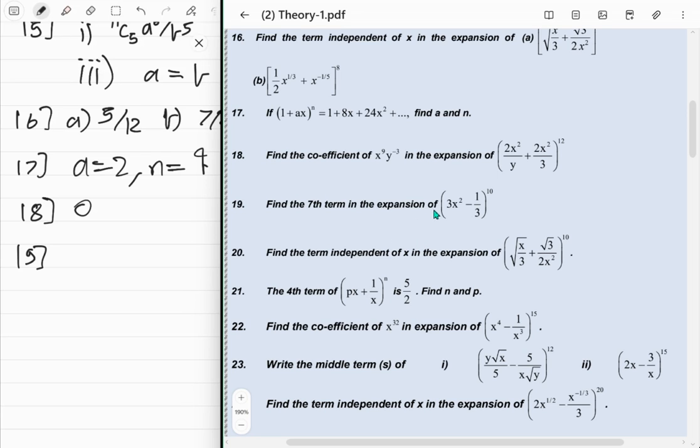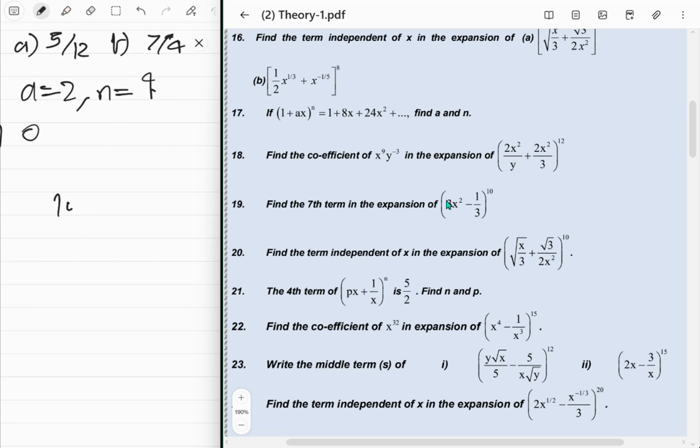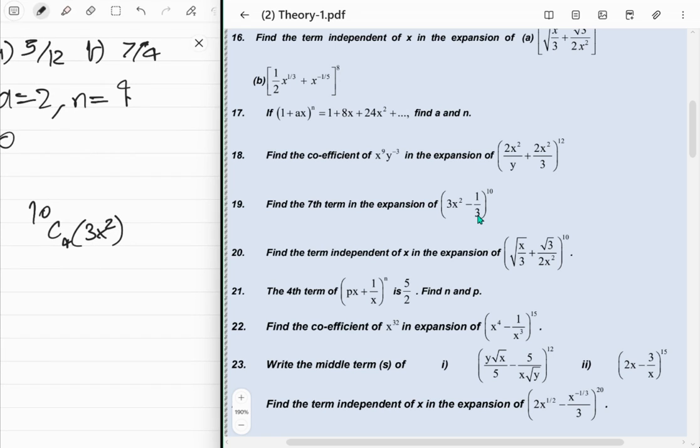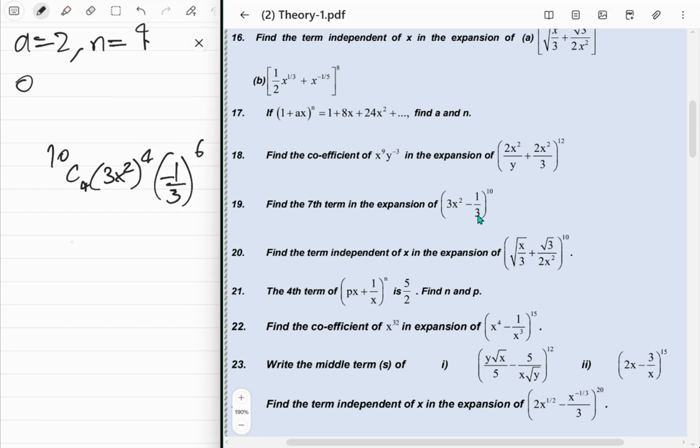Find the 7th term in the expansion of this guy. So 7 terms with n, with r equal to 6, right? Yeah. 10C6, which is like 10C4. And you got 3x squared to the power, because it's 6, it's only 4 over here. You got negative 1/3 to the power of 6. Just positive, same thing, right? So you got 3 to the power 4 upon 3 to the power 6 is 1 upon 3 squared. And you got x to the power 8. And then 10C4, which is like 10 into 9 into 8 into 7.